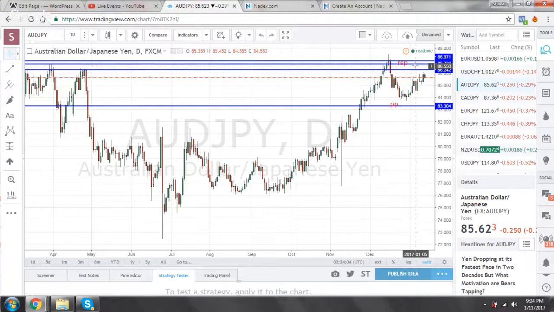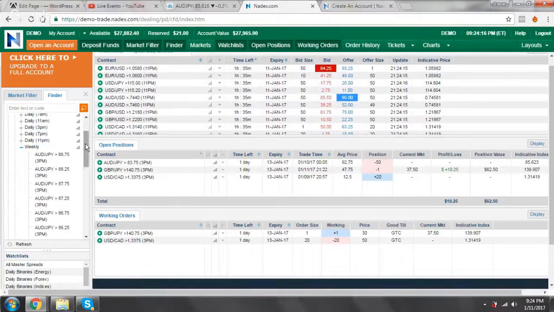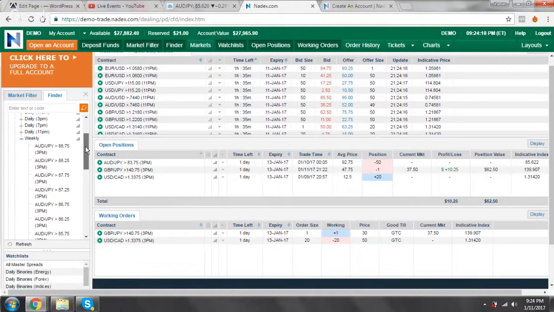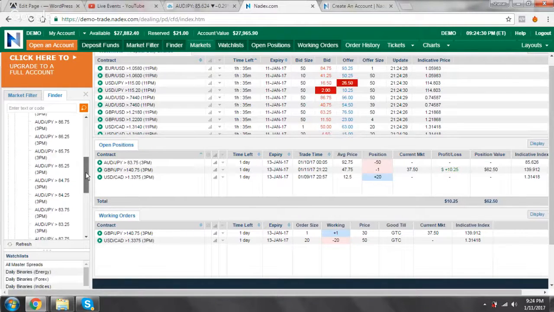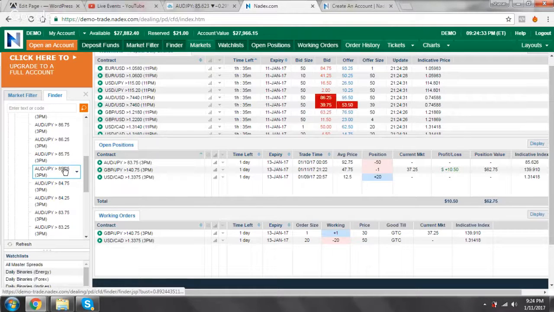So what I'll do is this. The high up here is, let's say, 87. So 150 pips is what? 85.50. So I will look for contracts that will have somewhere around 85.50. I got 85.75, 85.25. All right.